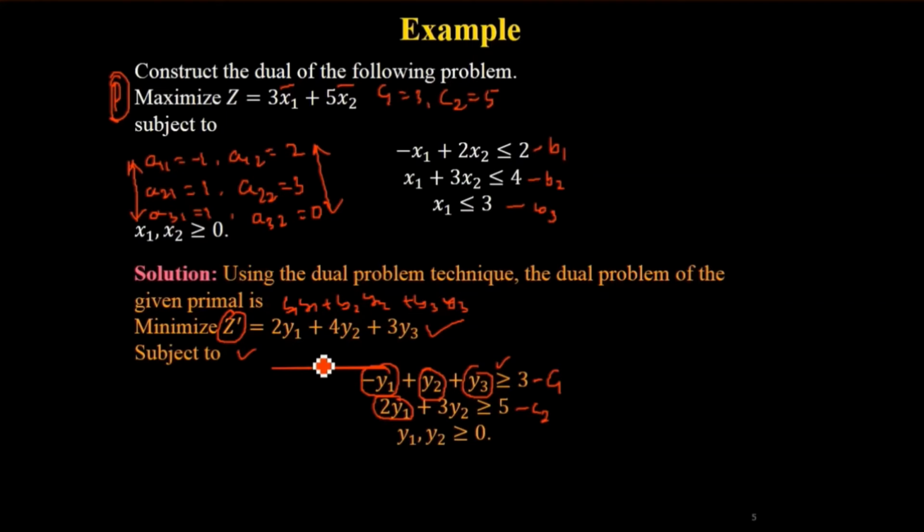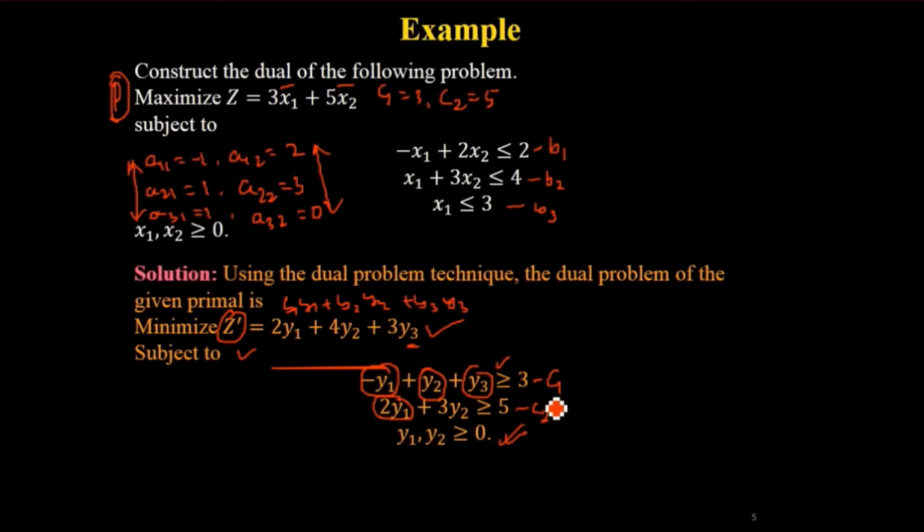Then what are the variables? y1, y2. So y1, y2 greater than equal to 0. And this is the extra variable. Okay, you can write like this. So it's clear, I hope.